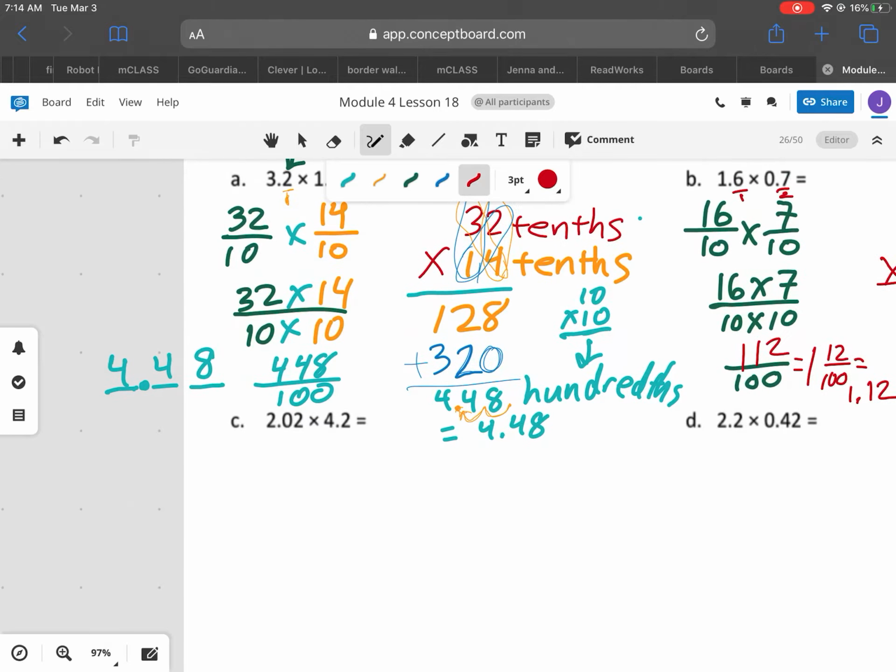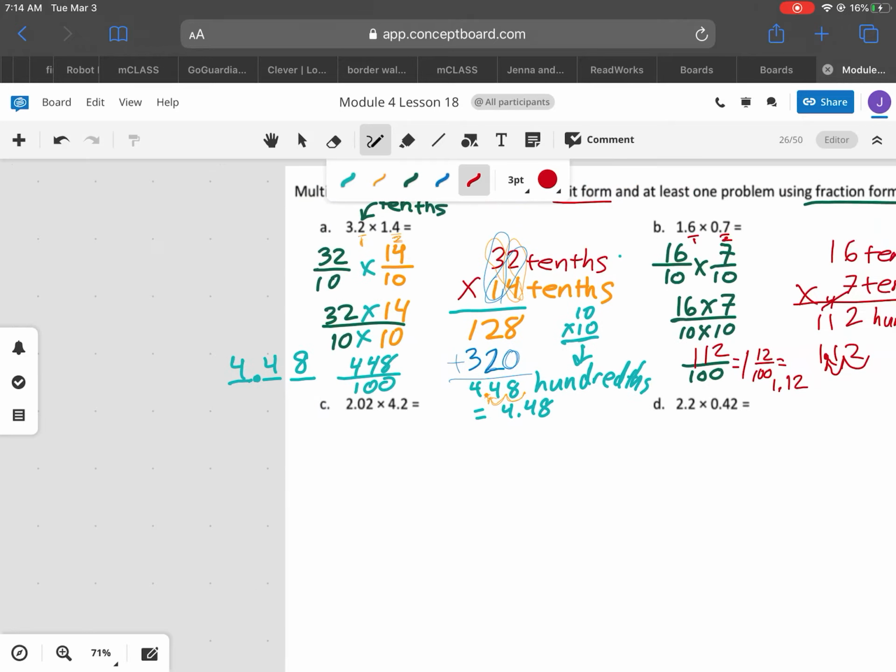Alright, so here we go again. This is a lot of math. If you know how to do your math, you're going to be able to do this. Alright, actually I'm not going to skip this one because it looks very interesting. So we have 202 hundredths. This time, the 2 here is in the hundredths place.